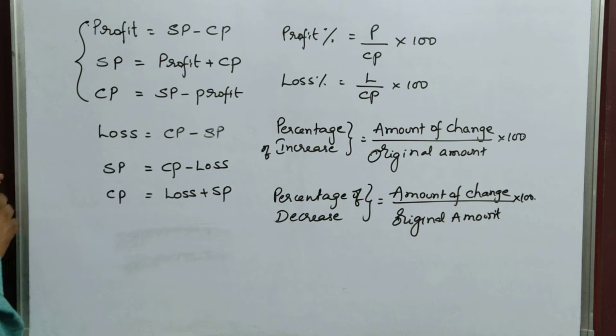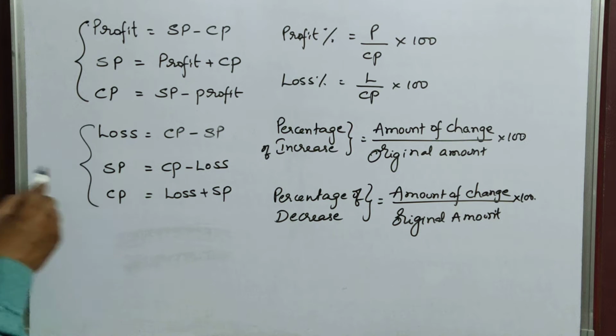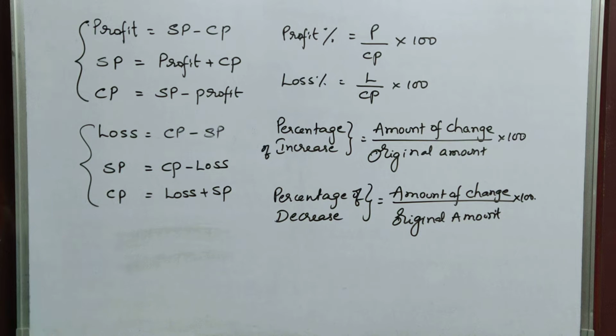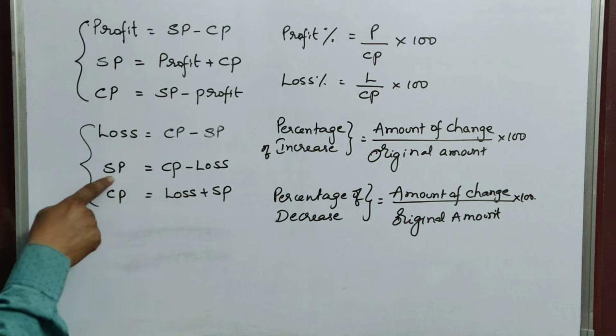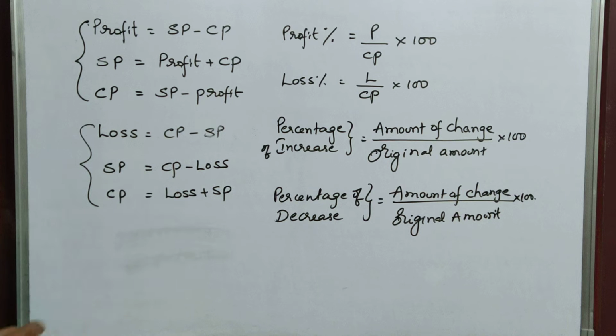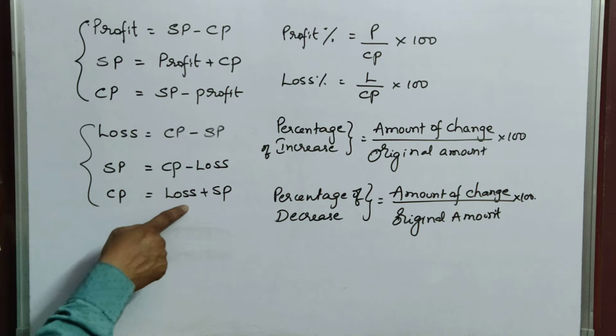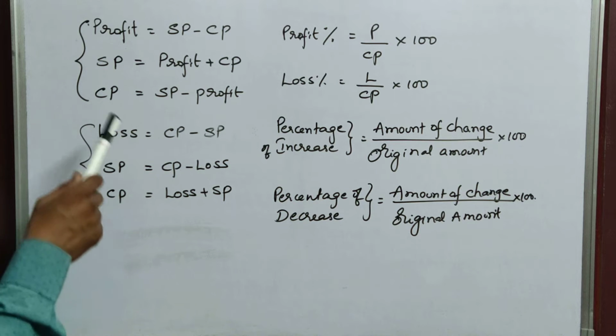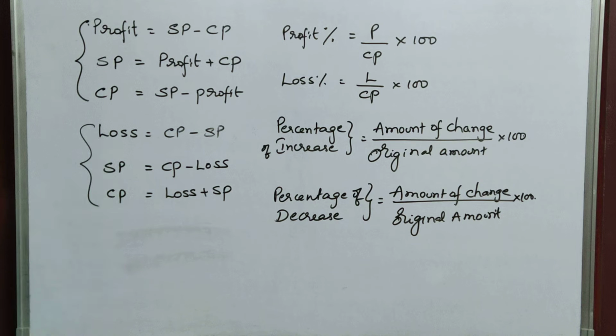Next, loss. Coming to the loss, loss equals CP minus SP. In case of loss, if they ask SP, it is CP minus loss. And CP equals loss plus SP. Is it clear? And after finding some profit or loss, they'll ask for profit percentage or loss percentage.